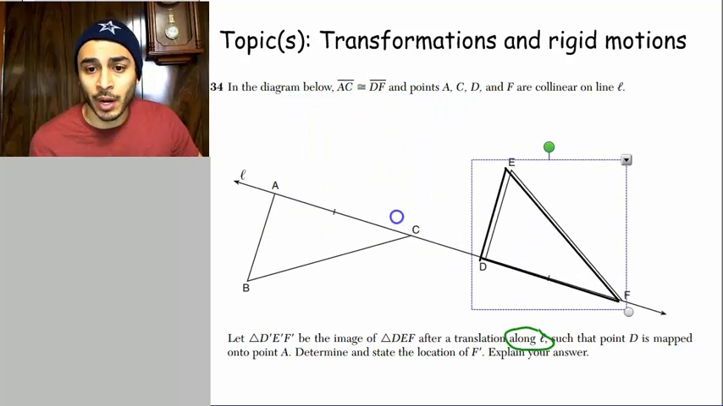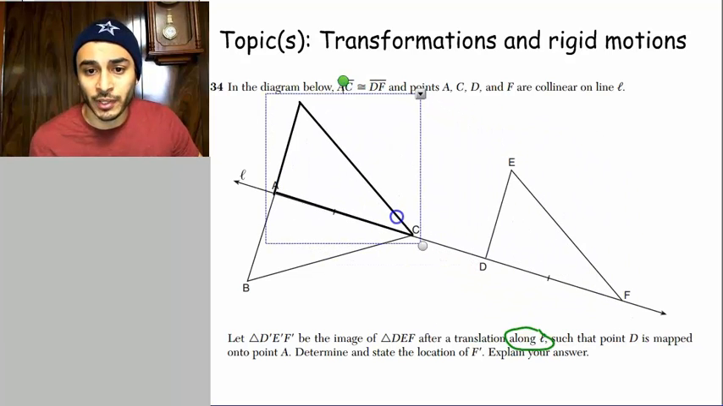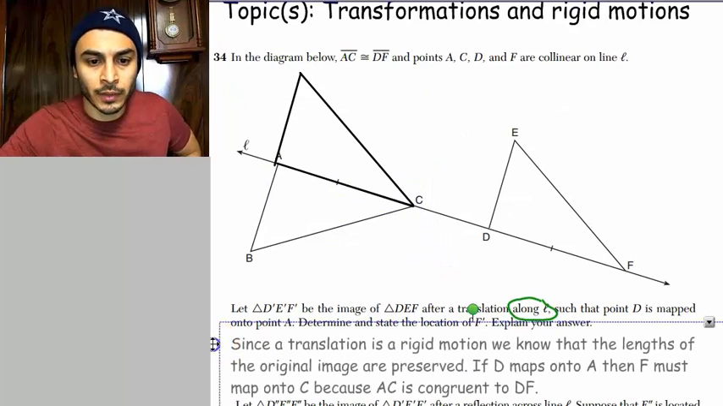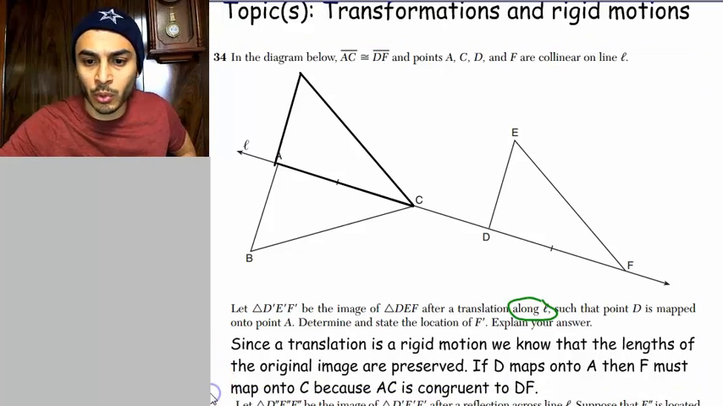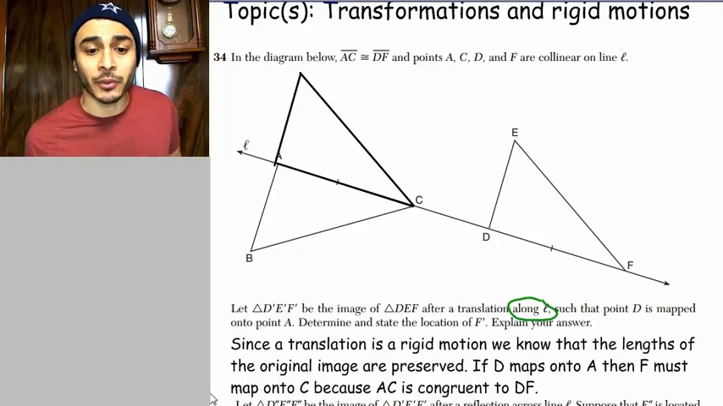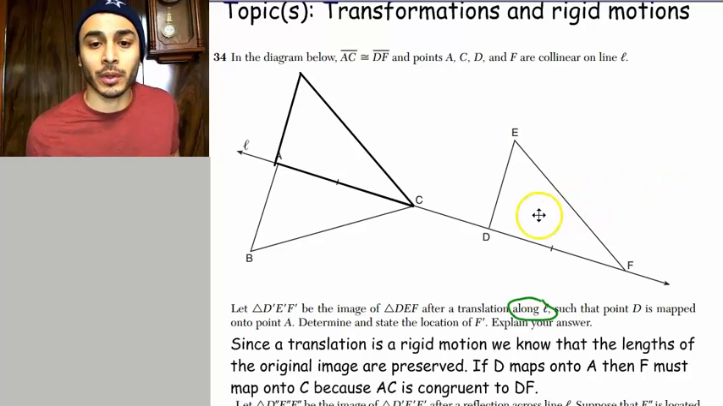Well, F prime would end up where C is. Now, why? That's what we need to explain, so let's go ahead and write that down. It says, since the translation is a rigid motion, we know that the lengths of the original image are preserved. If D maps onto A, then F must map onto C because AC is congruent to DF.